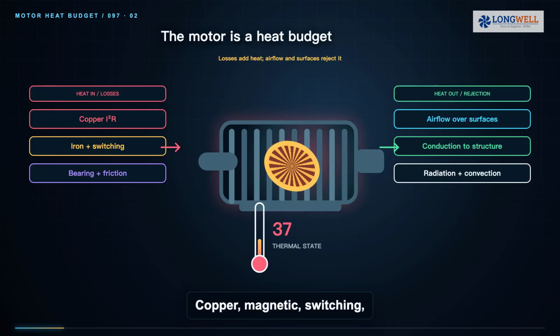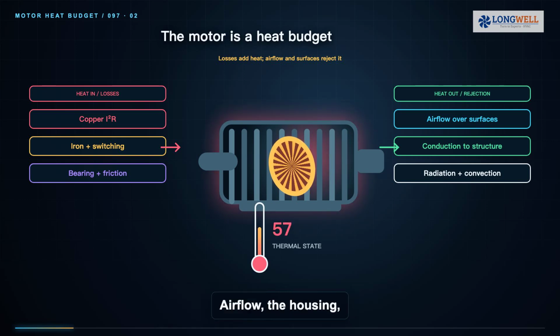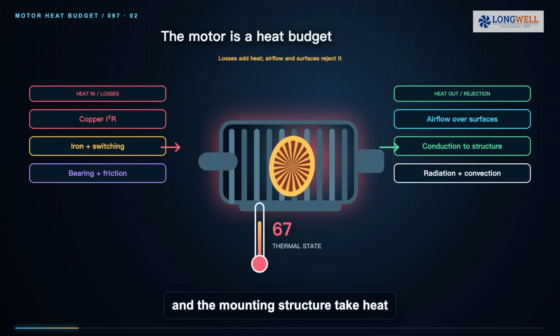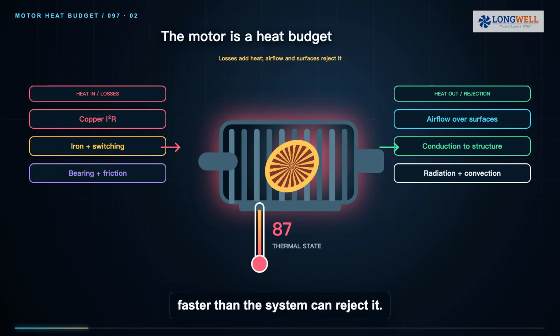Treat the motor as a heat budget. Copper, magnetic, switching, bearing, and friction losses put heat in. Airflow, the housing, and the mounting structure take heat out. Temperature rises whenever heat arrives faster than the system can reject it.